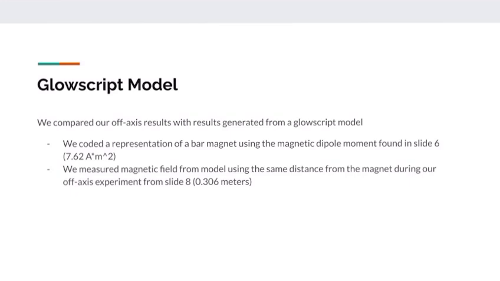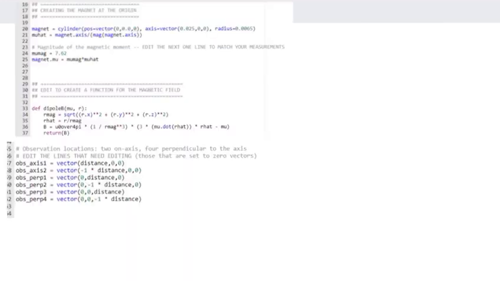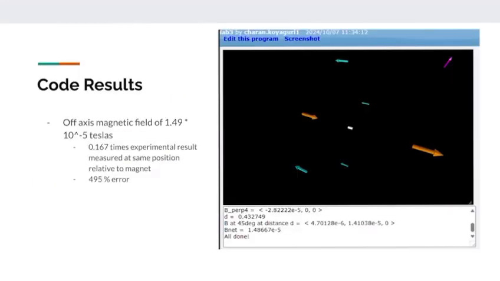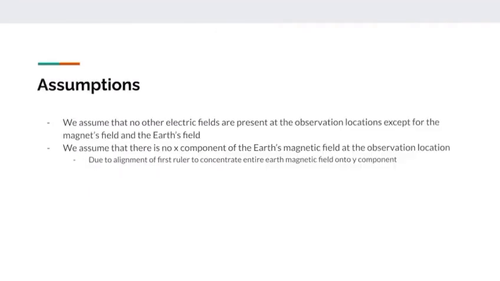We also used a Gilchrist model to compare our results using the magnitude of the dipole moment from part 1, which was 7.62. And this is our code. We use the general equation for magnetic field for not just on axis, but anywhere. And then this is the results. We got 1.49 times 10 to the negative 5 Teslas, which was less than a fifth of our results from the experiment, which was 8.8 something times 10 to the negative 5 Teslas, which we'll get to later.